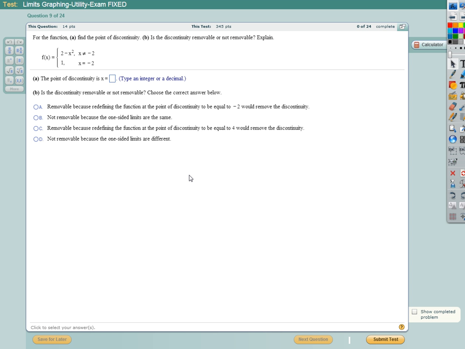So then we would say, what's our best answer? So A, the point of discontinuity is at x equals -2, obviously, right? That's where we had a hole. Which kind of discontinuity is it? A, B, C, or D? It'd be A, removable, because redefining the function at the point of discontinuity to be equal to -2, that was our limit, would fix the problem. It would fill in the hole. Okay? All right.